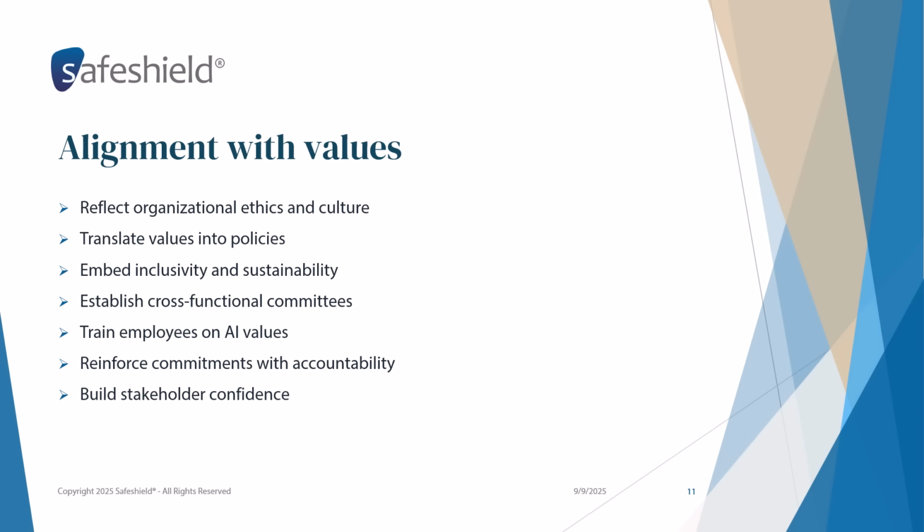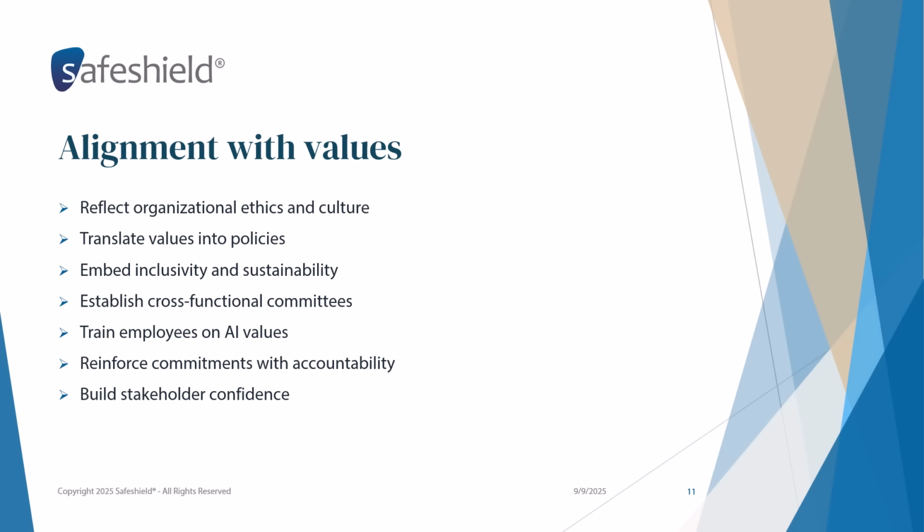Embedding values into governance also requires structures and processes. Cross-functional committees, including representatives from compliance, IT, HR, and business units, help ensure that values are applied consistently. Training and awareness programs ensure that staff understand both the organization's values and how they apply to AI development and deployment. Alignment strengthens accountability.